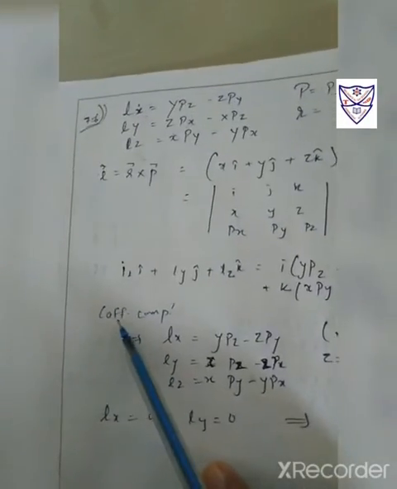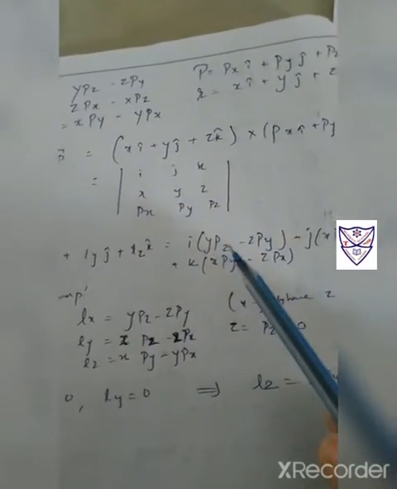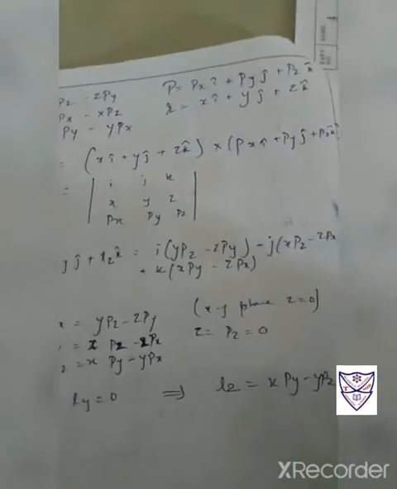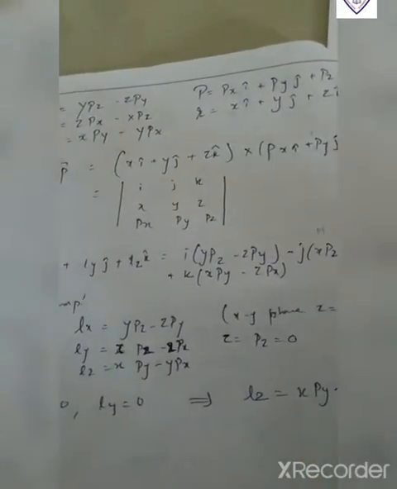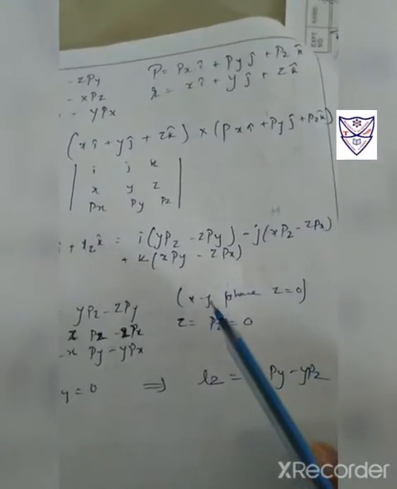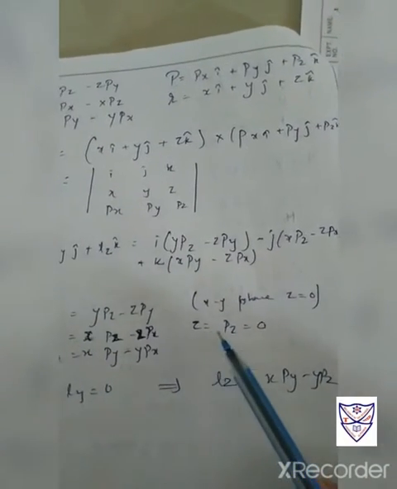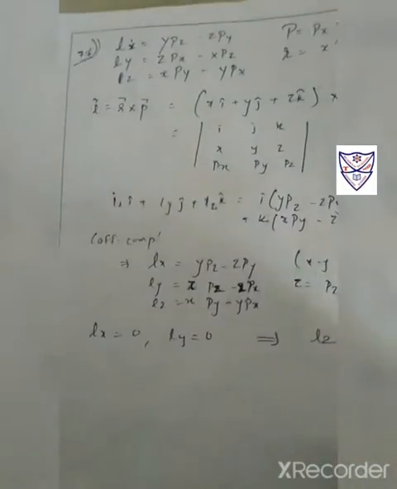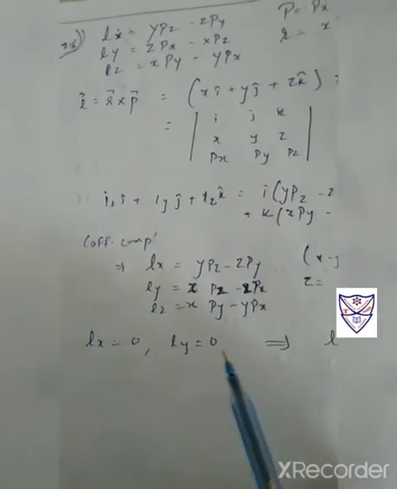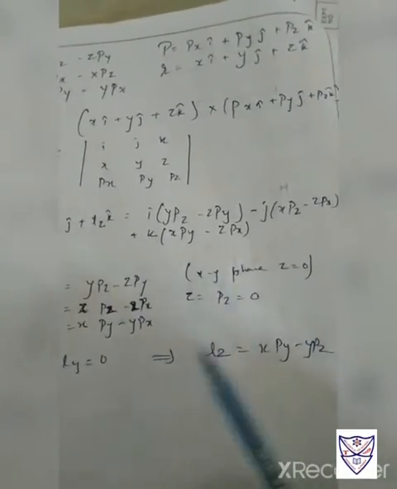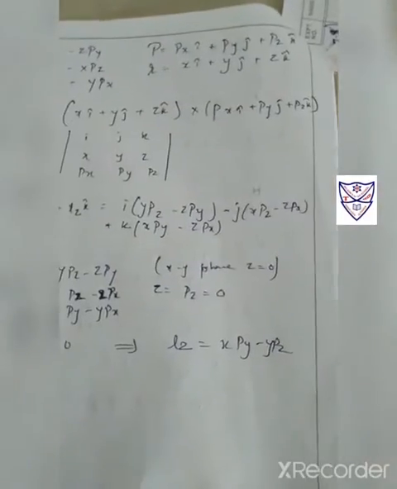But as you know, it is for Lx, Ly and Lz. Here you are just comparing the coefficients for Lx, Ly and Lz. But you know that for the xy plane z is 0. So z is equal to pz is equal to 0 in that condition, which will give you Lx and Ly equal to 0, and Lz is the only condition that is true for the given case.